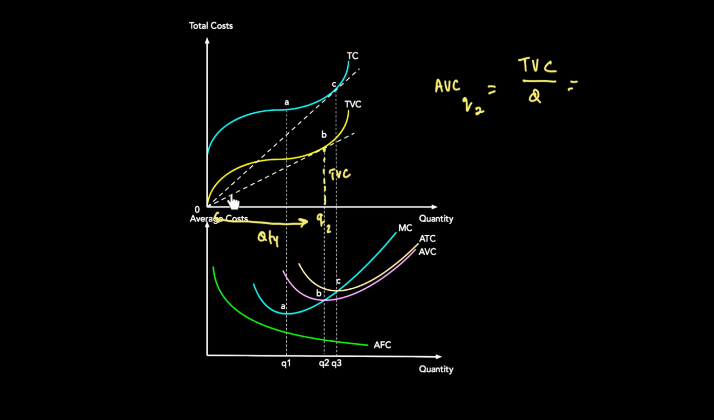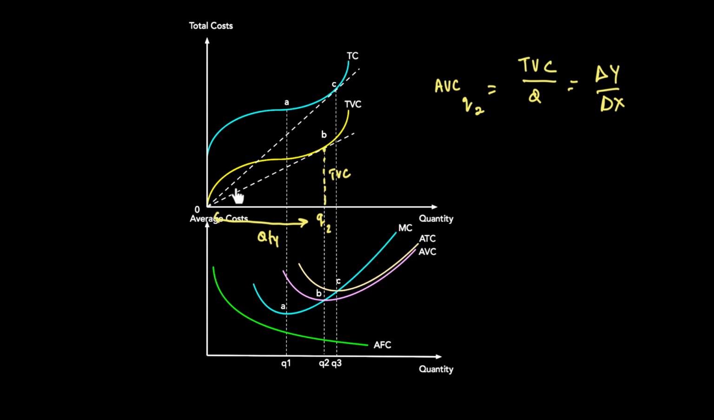Remember, the formula for slope is change in y over change in x. So change in y will be this distance, change in x will be this distance. So the slope of the line drawn from the origin to the curve will give you the value of the AVC. We can also see that the point where AVC is minimum, this quantity Q2, is the flattest possible line coming from the origin and touching the TVC curve.